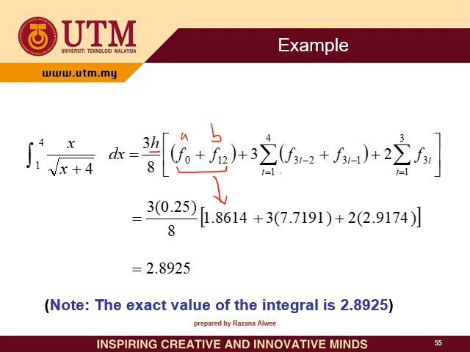This one is the sum of the middle terms that are not multiples of 3. Don't forget to multiply by 3 also because it is in the equation. This one is the sum of the multiples of 3 in the table. Don't forget to multiply by 2 because this is in the equation. So you will get your value of approximation here.